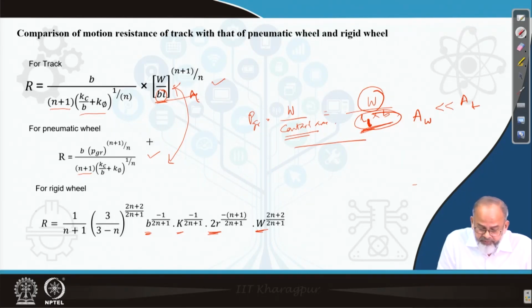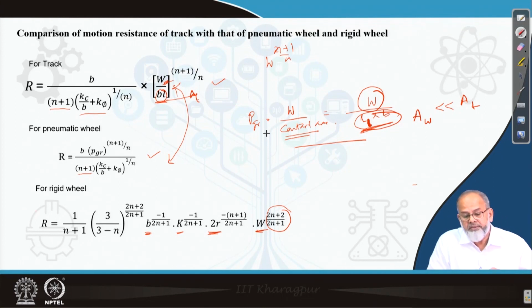But if you look at this equation now, it is W raised to the power (2n+2)/(2n+1). This is very, very high, whereas it is only W raised to the power (n+1)/n. So that itself tells you that yes, the track is better than the rolling resistance of a rigid wheel. If the weight is the same, then the track is going to give you lesser rolling resistance.